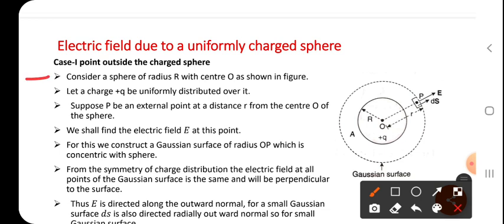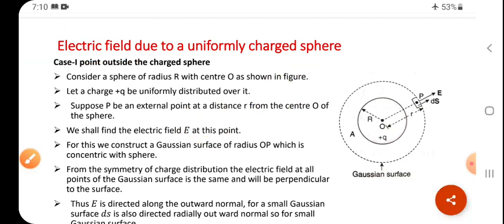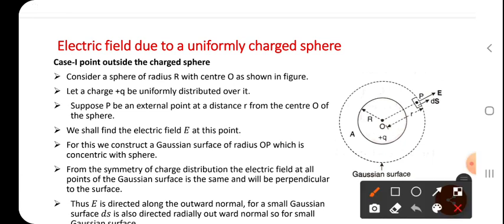Now let us consider the three cases, that is what is important. The first case is a point outside the charged sphere, right? What is the meaning of point outside? It is a sphere having radius capital R. At this point I want to calculate E, the electric field. See, the sphere is here and the point is here, so the point is outside of this sphere. That is the meaning of a point outside the charged sphere.